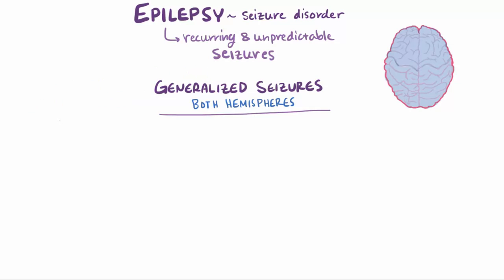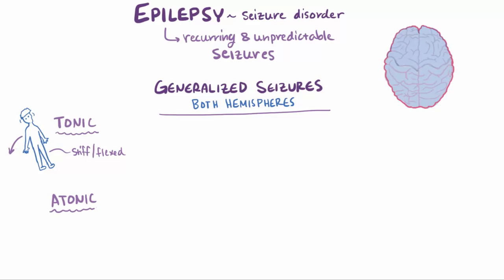Just like partial seizures, there are some subcategories of generalized seizures as well. One subtype is a tonic seizure, where the muscles all of a sudden become stiff and flexed, which can cause the patient to fall, often backwards. On the flip side, though, they can be atonic as well, where their muscles suddenly relax and become floppy, which again can cause the patient to fall, but this time forward.